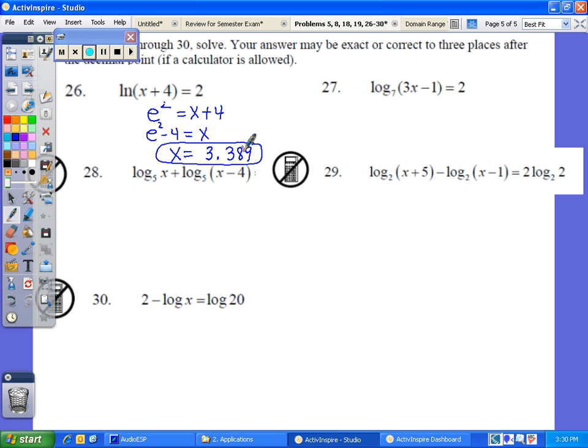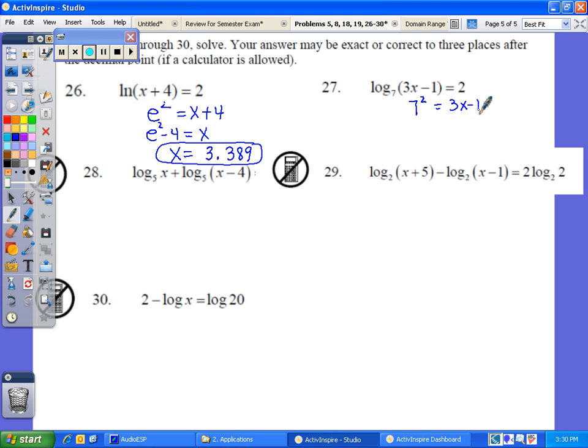Number 27 is also a calculator problem, and it's not much different than number 26. The difference is, however, that this is a base of 7. We're still looking for x, which is part of the answer. We'll still use the same approach. Rewrite exponentially. Base, exponent 2, answer 3x minus 1.